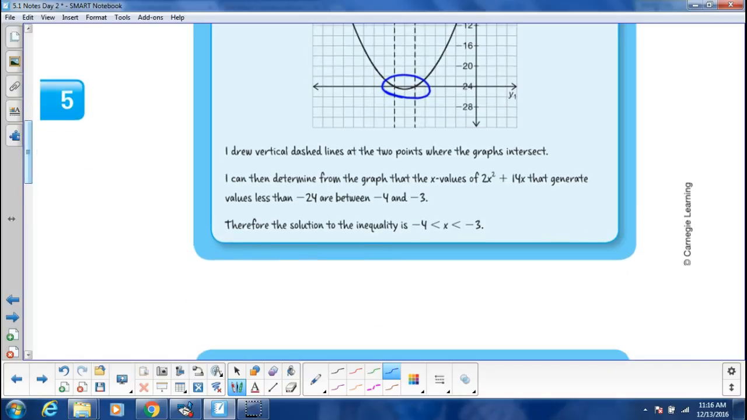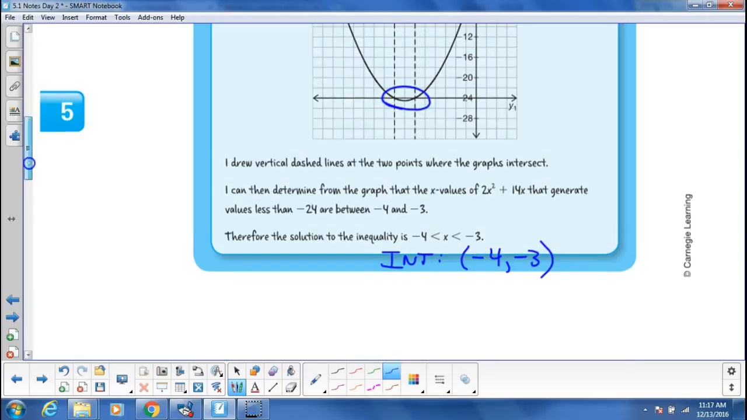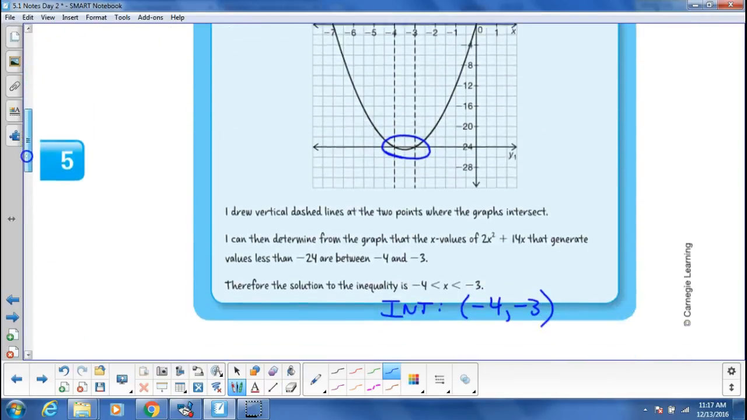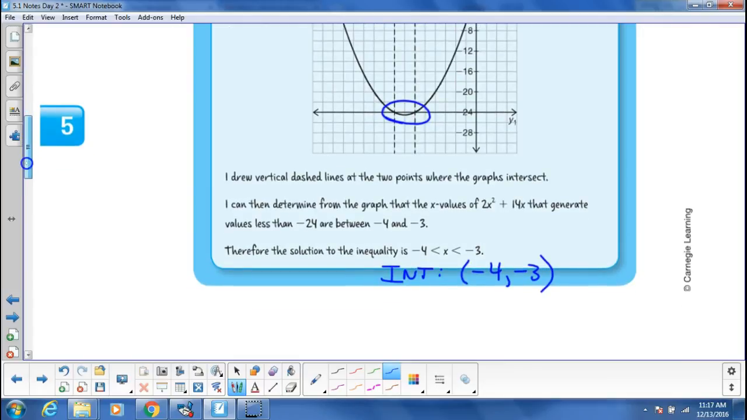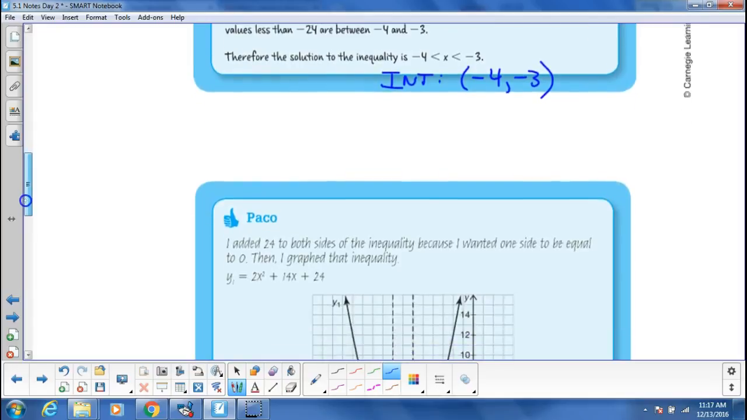We could also say in interval notation, because we're dealing with less than, we're going to use parentheses. These 2 lines are saying the exact same thing. Negative 4 is less than x is less than negative 3 is the inequality. The interval is negative 4 comma negative 3. Okay? Any questions on Samson? Okay, he's pretty straightforward. Let's look at Paco then.